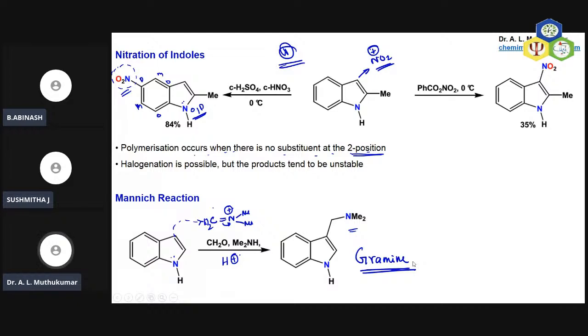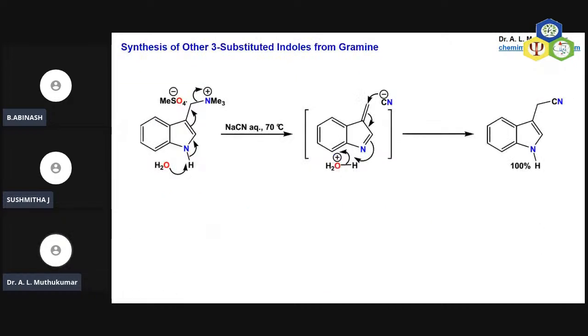Now this gramine is treated with methyl iodide. Same reaction just before I have explained in the case of CSIR examination. Same thing is happening, that it will be leading to the formation of quaternary ammonium salt. So that is what's taking place here. You can check here, there is a formation of quaternary ammonium salt.